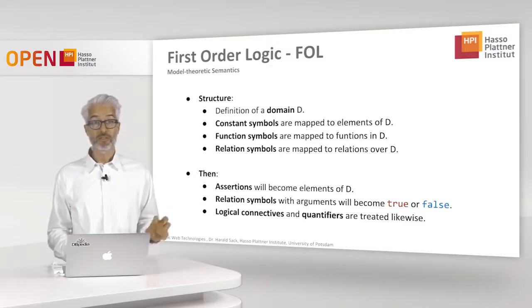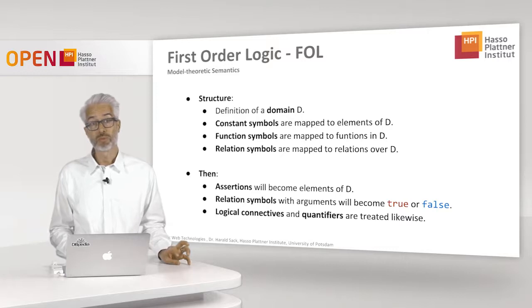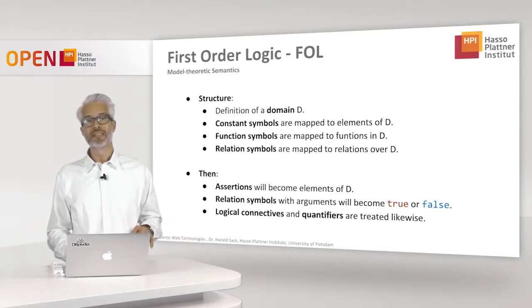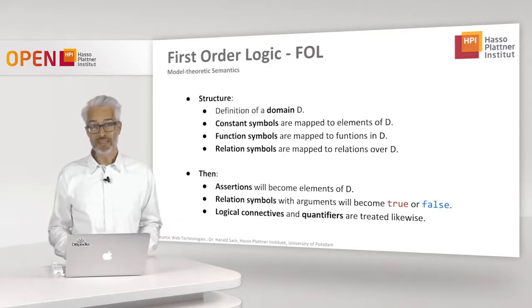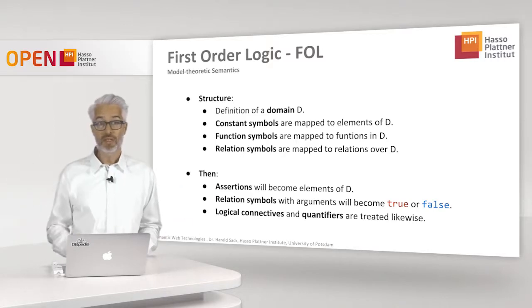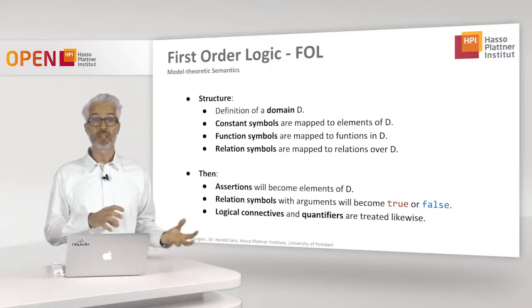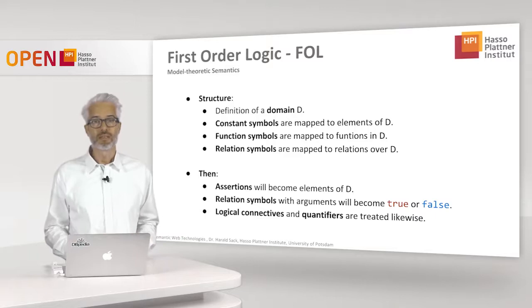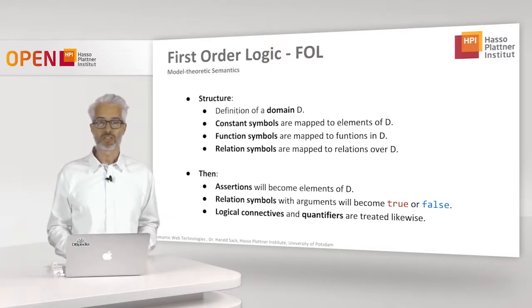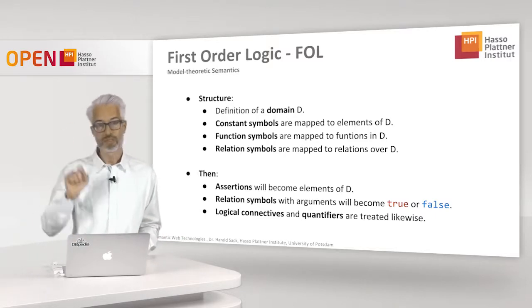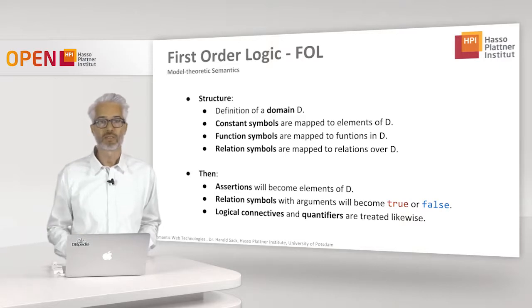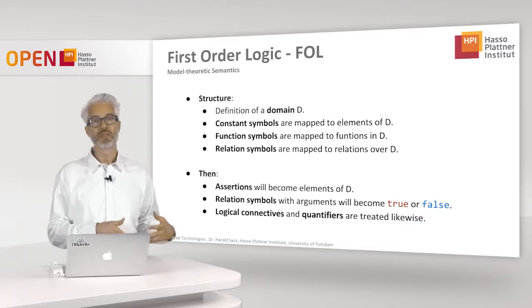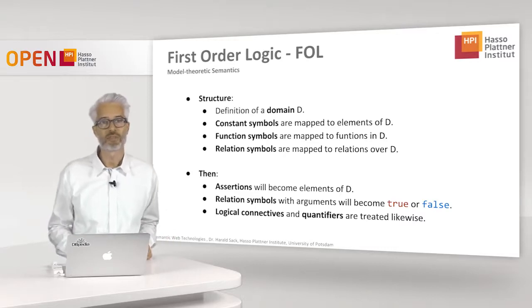And then, of course, all the constant symbols that we are using have to be mapped to elements of D. So usually we consider the domain D as a set of things, and then, of course, the individuals within that set. These are the constant symbols, and of course I can also map function symbols to functions which can be represented among the individuals of that set, and also likewise relations. And then, of course, assertions will also become elements of D, of our domain of discourse.